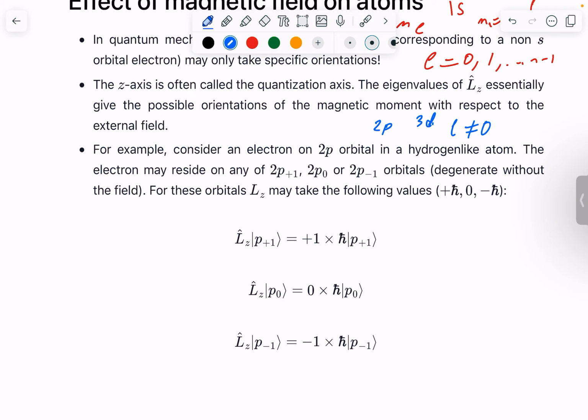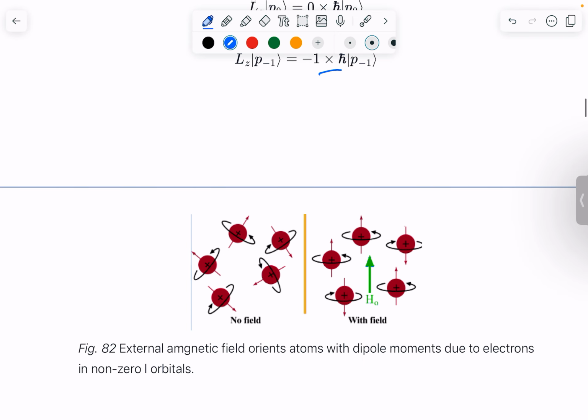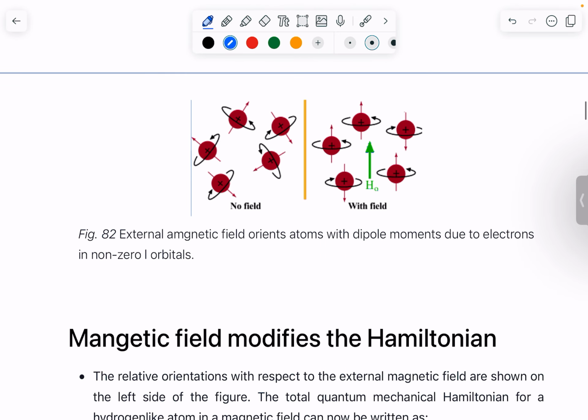If you're in a 2p orbital, then you can generate a magnetic moment, and the external magnetic field is going to interact with these magnetic moments. Here are the eigenvalues for the Lz operator acting on p plus 1, p0, p minus 1. You can see that they are non-zero, so you're going to have some magnetic moment. That means that if you're in a 2p orbital, your atoms would be affected by an external magnetic field, which is shown here.